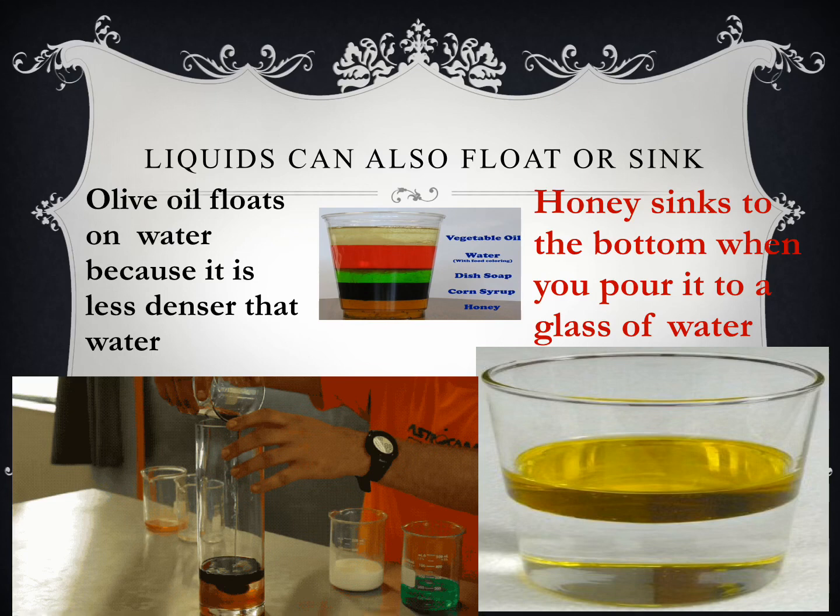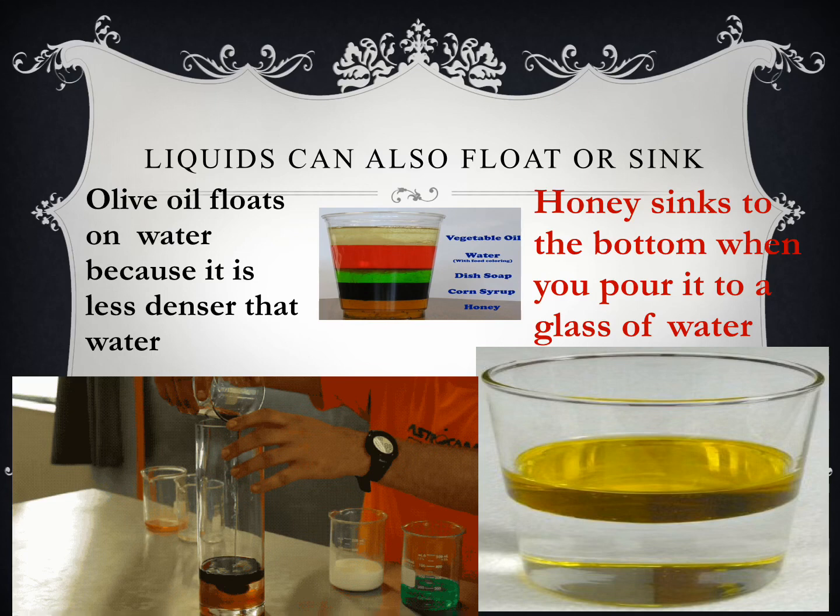Olive oil floats on the water because it is less dense than water, while honey sinks to the bottom when you pour it into a glass of water. You can try to do this experiment at home. Bring a glass of water and add some honey. The honey should sink in the bottom of the glass, and pour some vegetable oil. The vegetable oil will float on the top of the glass.